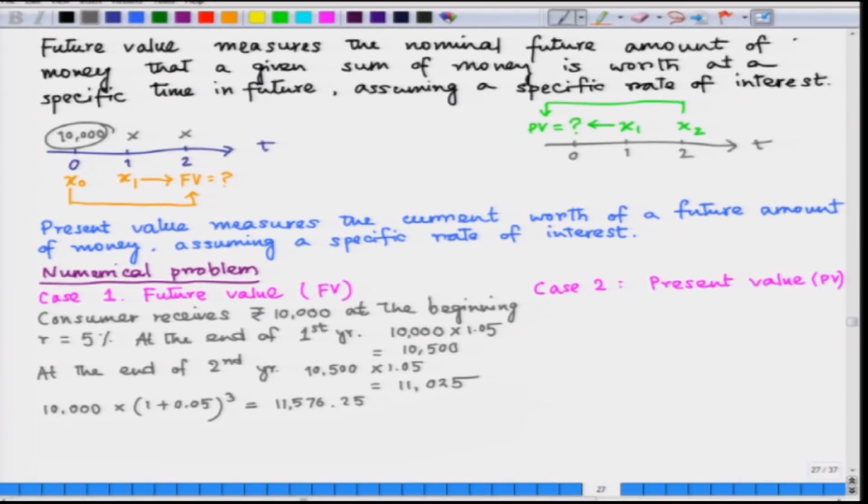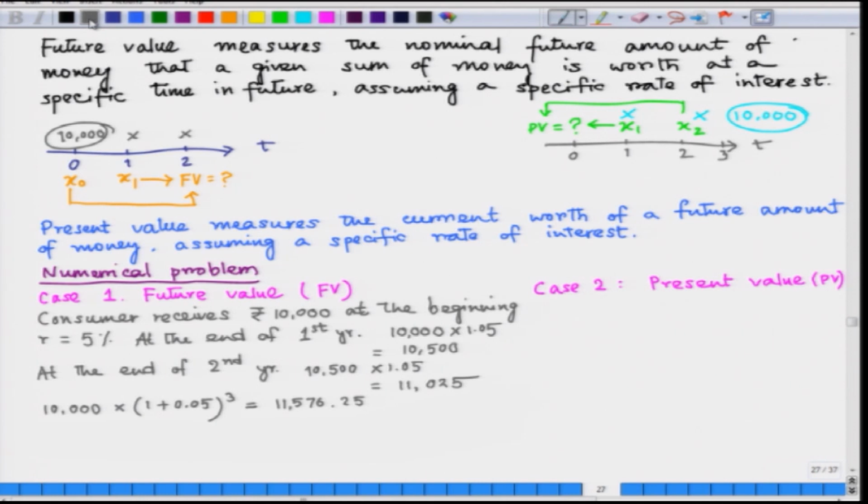Now, we are going to talk about the case of present value. So, now here to make it a little bit more interesting, let us introduce another time period, say time period 3, and we assume that our consumer receives a sum of 10,000 at the end of period 3, but he does not receive anything at the end of period 2 or period 1. So, here the pertinent question is what is the present value of his income rupees 10,000 which is about to come at the end of period 3.